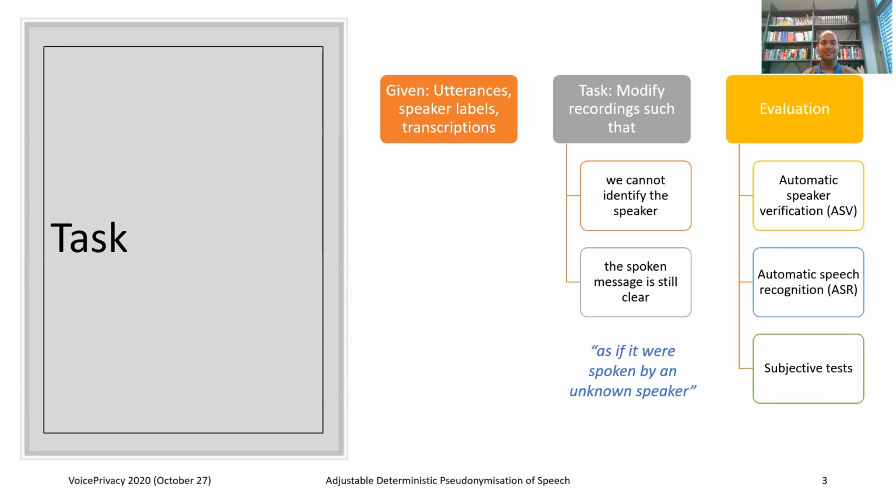So the task is, given a few utterances and their speaker labels and their transcriptions, we want to modify them such that we hide the speaker identity and the spoken message is still clear. So that means we need to change it such that it sounds as if it were recorded by an unknown speaker, but with the same message. In this task, the evaluation is in terms of automatic speaker verification and automatic speech recognition, followed by a few subjective tests.